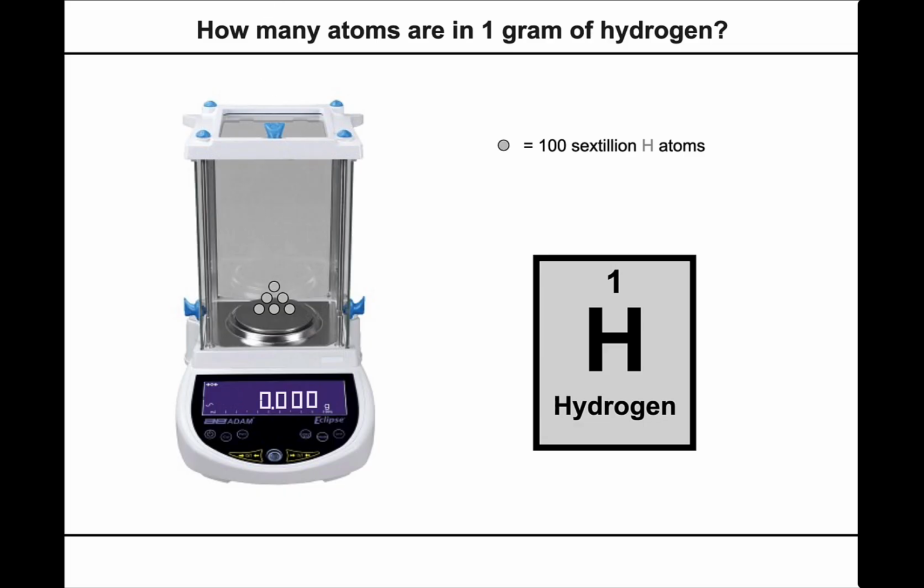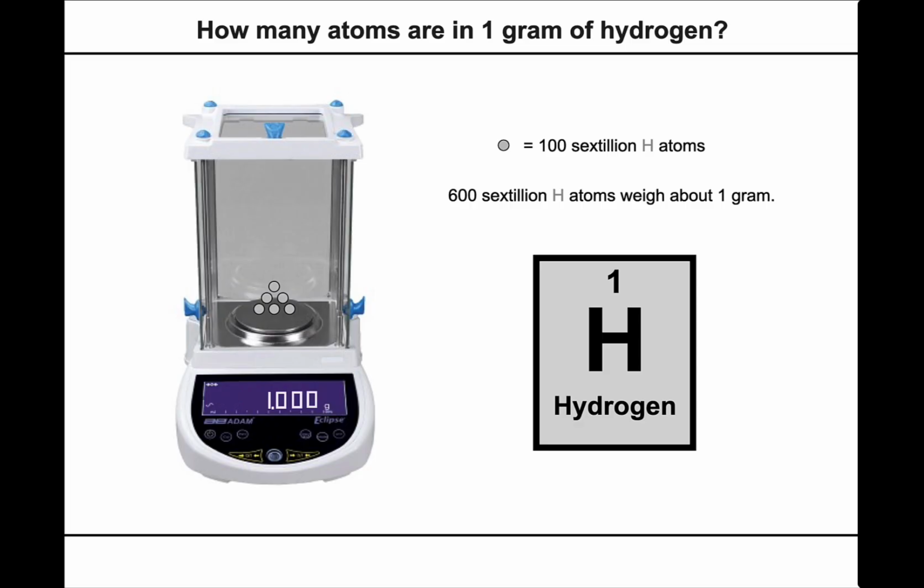It turns out that 6 of these little gray circles, which is equivalent to 600 sextillion hydrogen atoms, weighs pretty much 1 gram. So whereas before we had a Skittle that weighed a gram, now we have 600 sextillion hydrogen atoms that weighs a gram. You may want to write this down. 600 sextillion hydrogen atoms weighs about 1 gram.